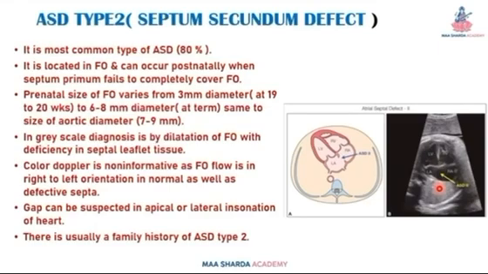In grayscale, diagnosis is by dilatation of foramen ovale with deficiency in septal leaflet tissues. Color Doppler is non-informative as foramen ovale flow is in right to left orientation in normal as well as defective septa. Gap can be suspected in apical or lateral insonation of heart. There is usually a family history of ASD type 2.